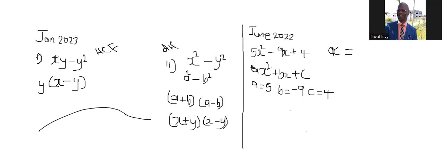Now ac means you're multiplying a by c, so it's 5 times 4. So ac would be equal to 5 times 4, which is 20.